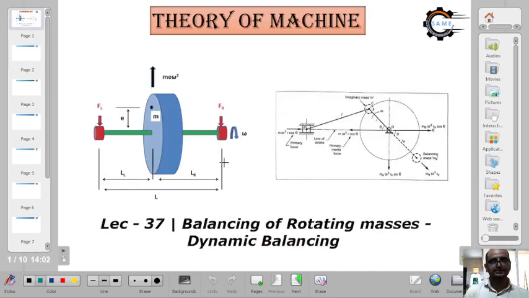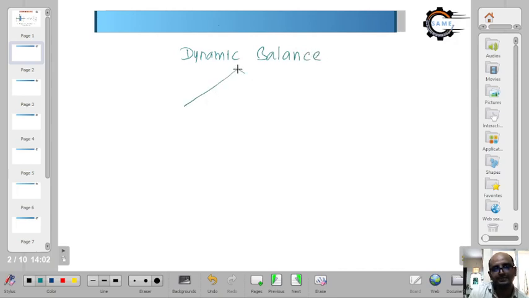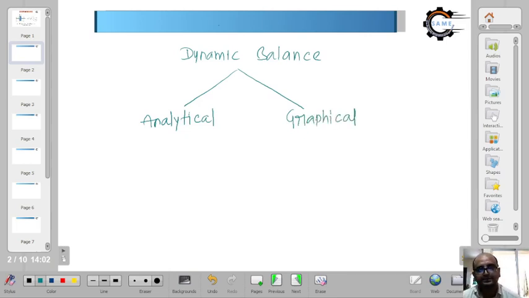Okay, see, this is the rotating shaft, right? We are looking at the balancing of the rotating masses of this shaft, for dynamic balancing. We will see there are two methods to solve this dynamic balancing part. One is the analytical method, and the other one is graphical. With these two methods we can balance the system, right?